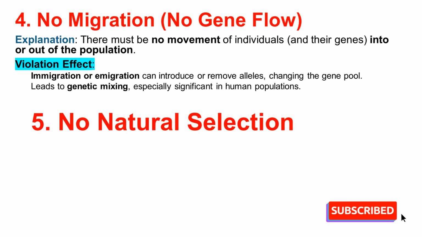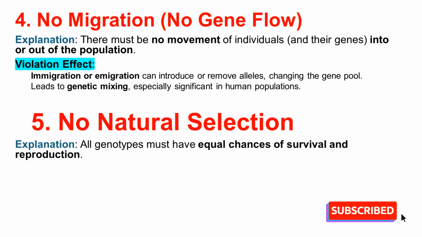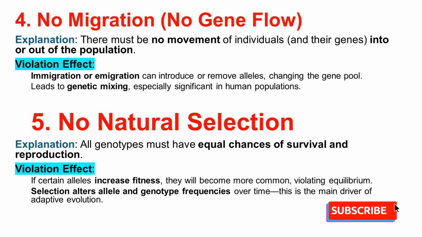5. No natural selection. Explanation: all genotypes must have equal chances of survival and reproduction. Violation effect: if certain alleles increase fitness, they will become more common, violating equilibrium. Selection alters allele and genotype frequencies over time. This is the main driver of adaptive evolution.